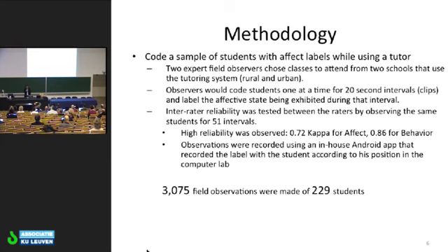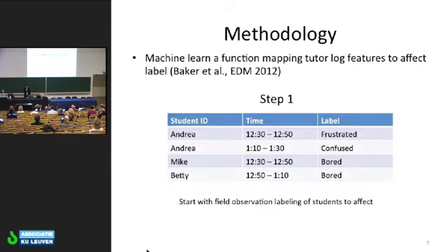And so they observed the rest, and the rest being around 3,000 field observations made over 229 students. So that's our sample. Now we have the sample, and the sample looks like this. We have the student, we have the time that they were observed for, and the label that was assigned to them. So we're going to use some methodologies from Baker et al. in 2012 that was applied to the cognitive tutor and apply it here, whereby we do this sampling, we create features, and then we use a common suite of machine learning classifiers to find the mapping of tutor features to the label. So we start with field observation labeling of students, so that was step 1.